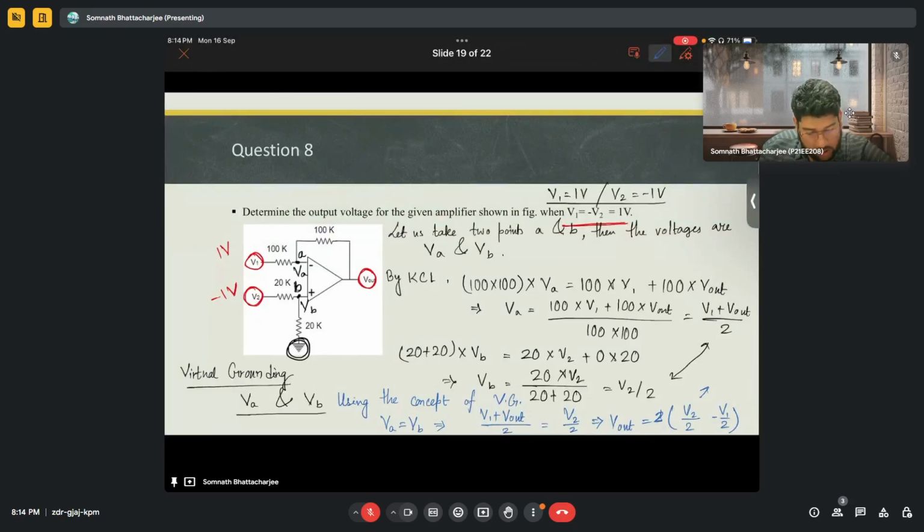Or else we can write it as V out equals V2 minus V1. So from here we know that V2 is minus 1 and V1 is 1, right? So similarly the value will be minus 2 volts. So the value of V out is nothing but minus 2 volt. So if we put in this circuit that V1 equals 1 volt and V2 equals minus 1 volt, the value of V out will be minus 2 volt.